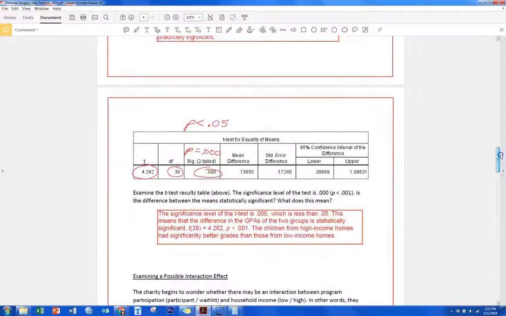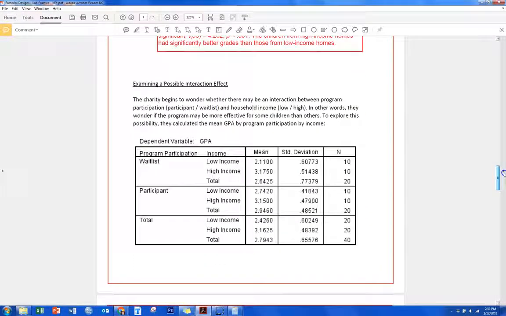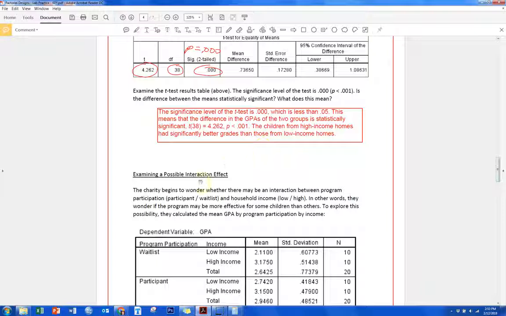Now we're going to look at the effect of these two variables taken together. And what we're looking for is a possible interaction effect. An interaction is when the effect of one variable depends on the level of another variable. So if you were to ask the question, does this program work? And the answer is, well, it depends on something else. That's an interaction. That's what we're going to explore here.